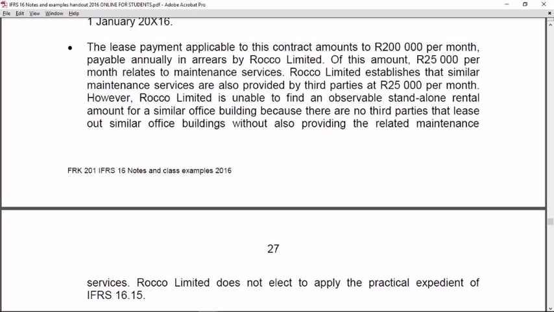The lease payment applicable to this contract amounts to 200,000 Rand per month. 25,000 Rand relates to maintenance services. So that was the non-lease component included in the lease payment. The standalone price was also determined to be 25,000 Rand for the maintenance services. This information was used to determine the payment variable.